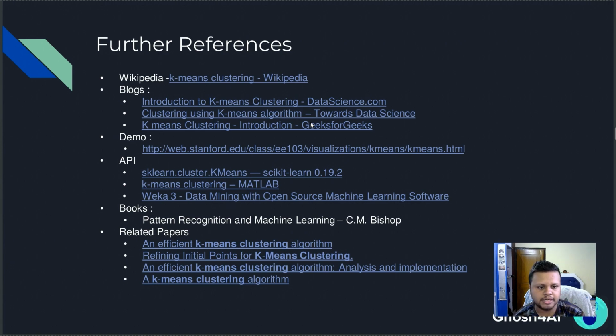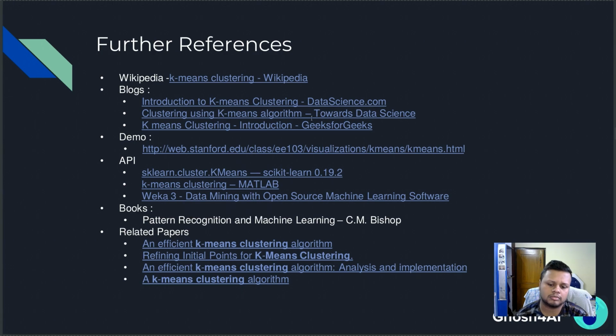So there is the Wikipedia page which has the K-means cluster, and we have some blogs as well. The APIs are again from scikit-learn, MATLAB and Weka. And again, I will especially point to Weka 3. It's a very easy software in which we can do a lot of machine learning algorithms.